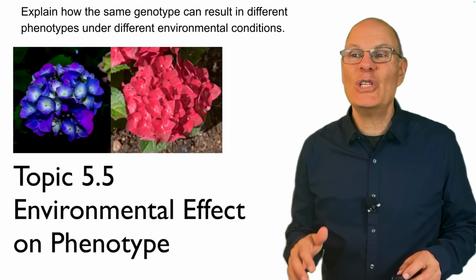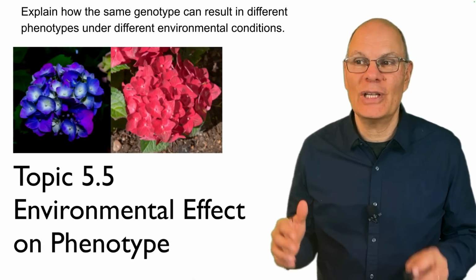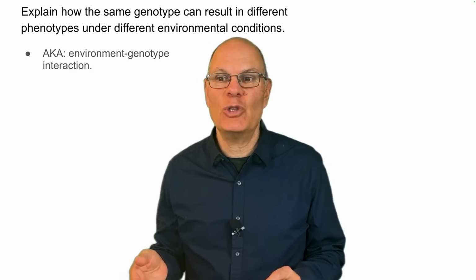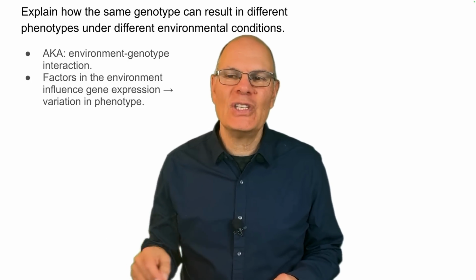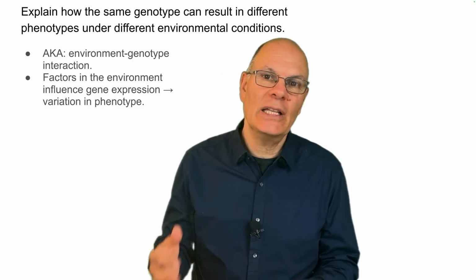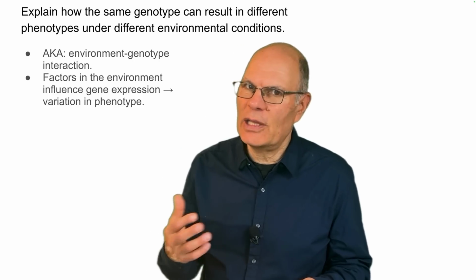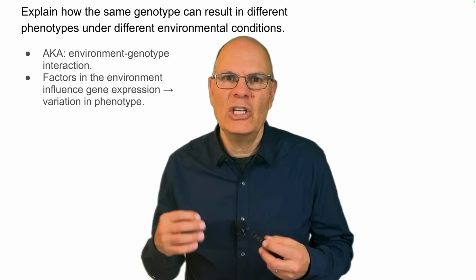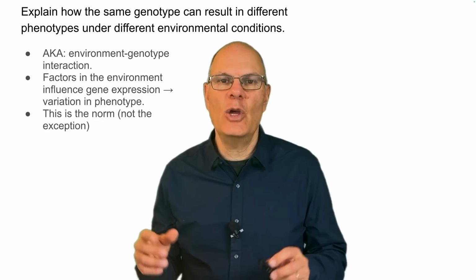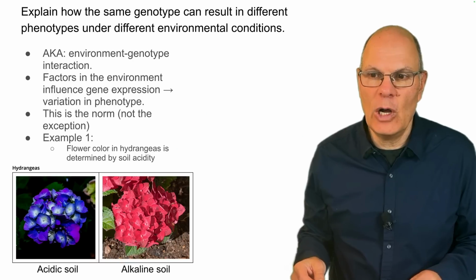Explain how the same genotype can result in different phenotypes under different environmental conditions. This is also known as an environment-genotype interaction. And what happens is that factors in the environment influence gene expression, and that leads to variation in the subsequent phenotype. And basically what it's saying is something that's fairly well known, that genes don't determine everything. Genes interact with the environment. And note that this is the norm, not the exception. Here are two examples to know about.